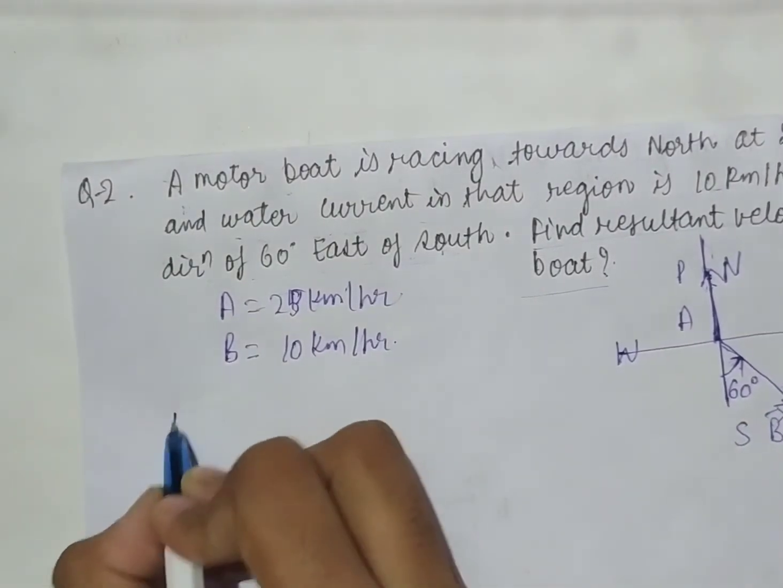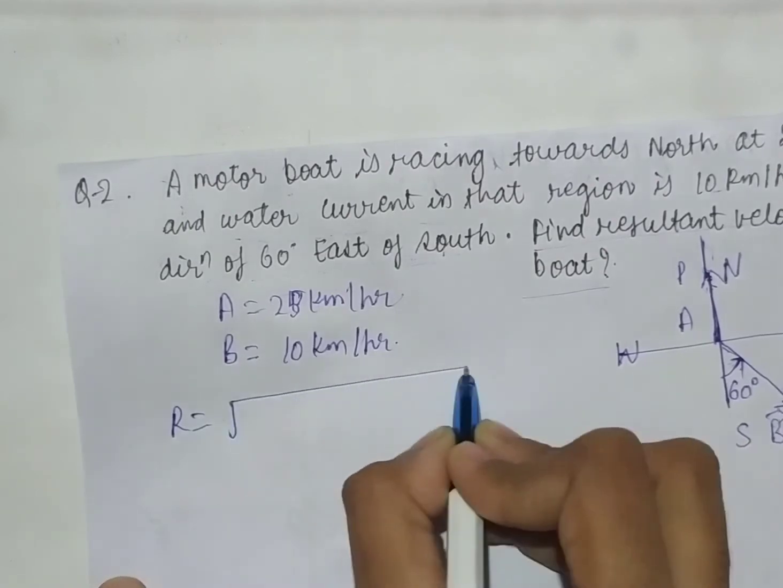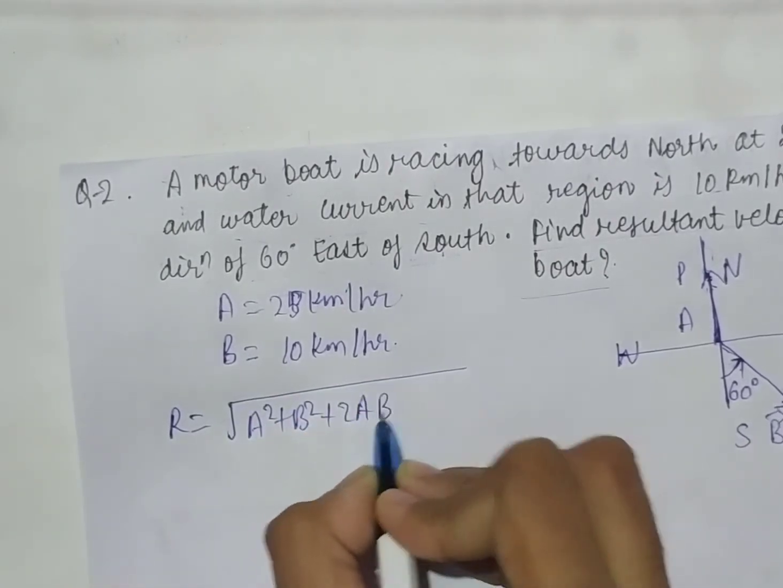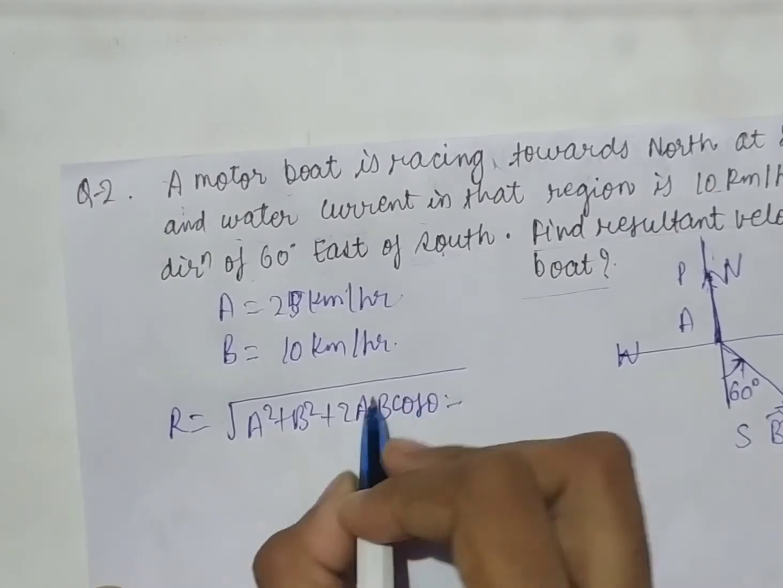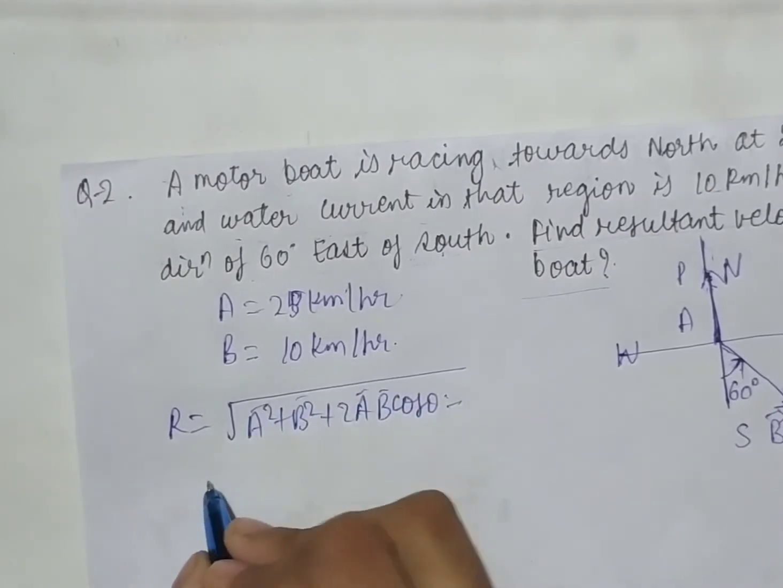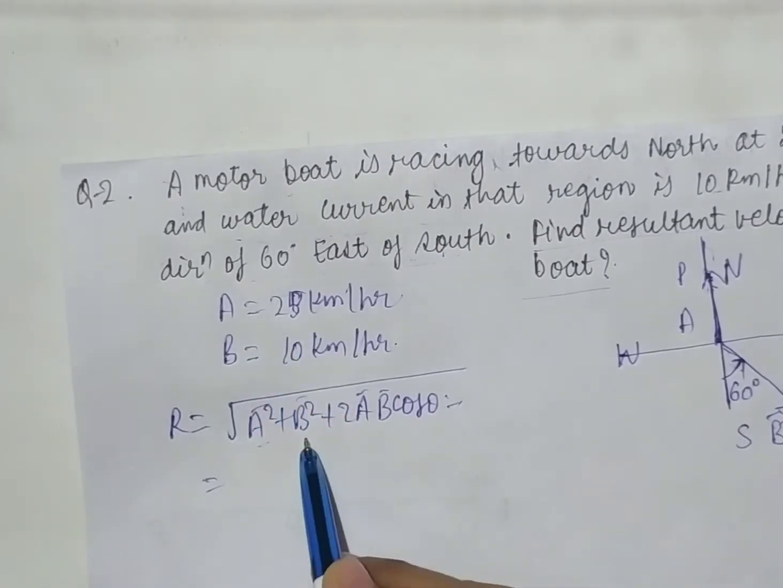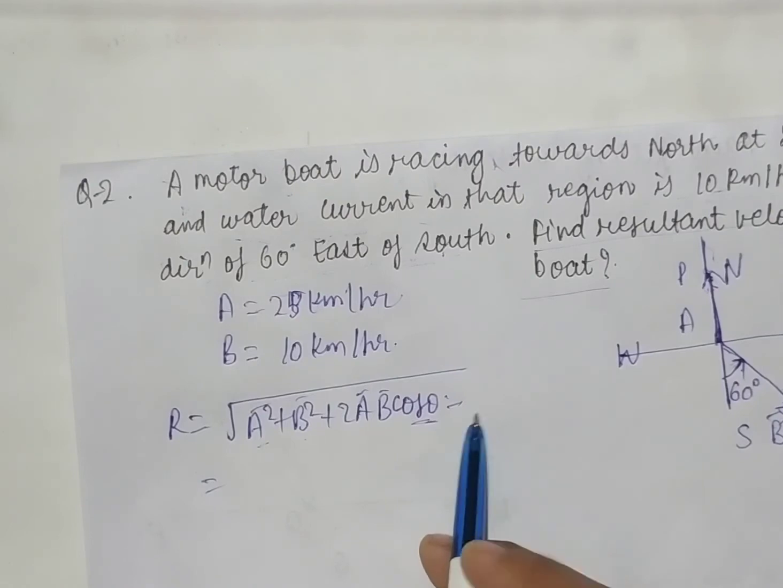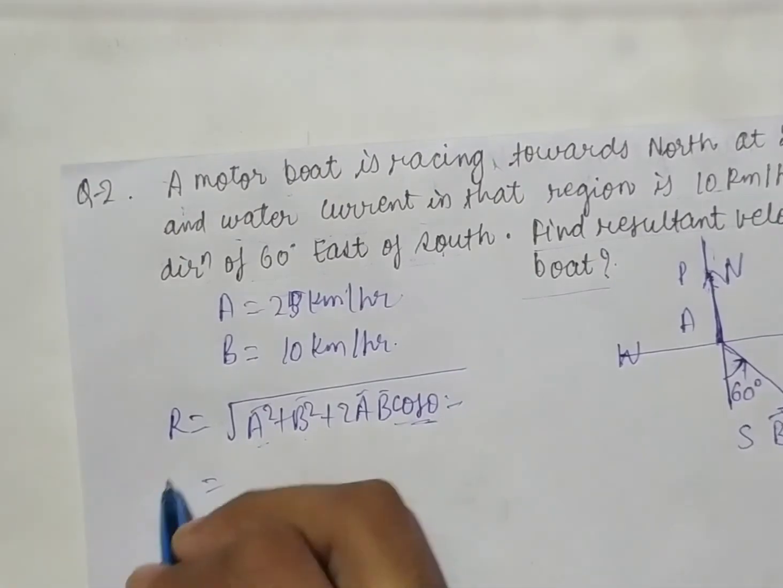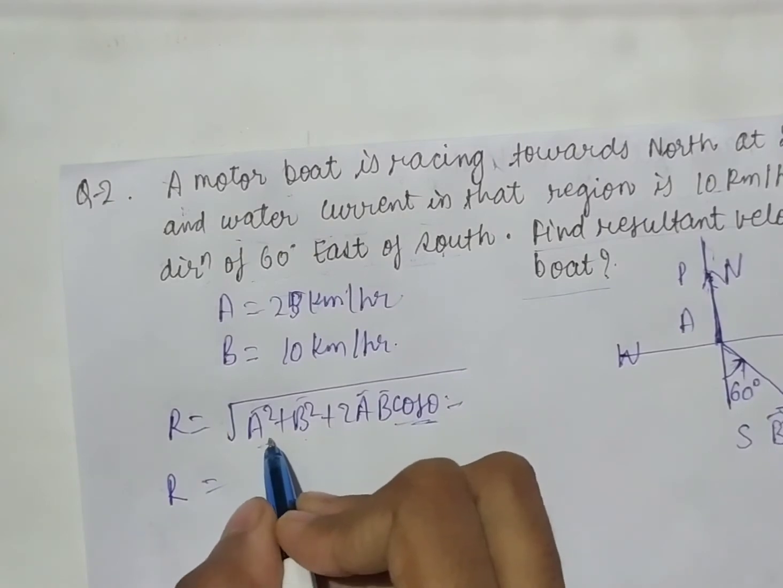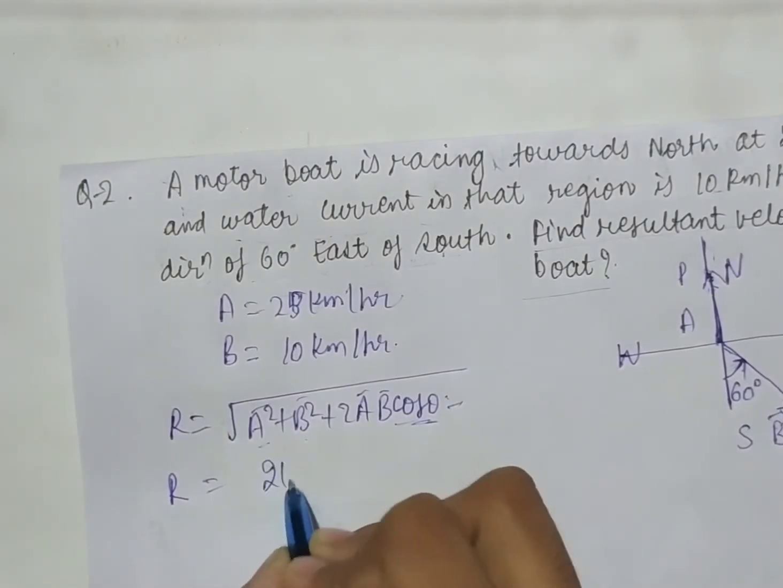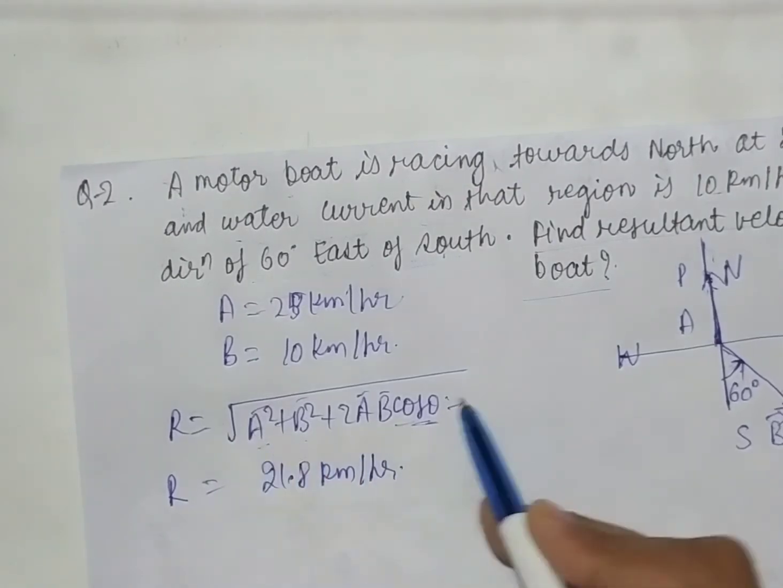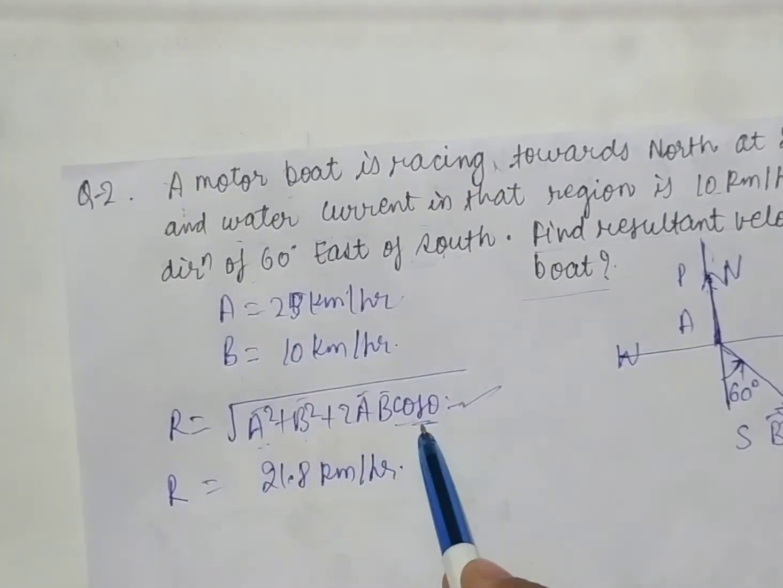How can we find the resultant? You already know, R equals the square root of A square plus B square plus 2AB cos theta. Theta is given, and A and B are also given. If we substitute all the values of A, B and theta, cos 60 you already know is half. After putting in all these values, the resultant comes out to be 21.8 kilometers per hour.